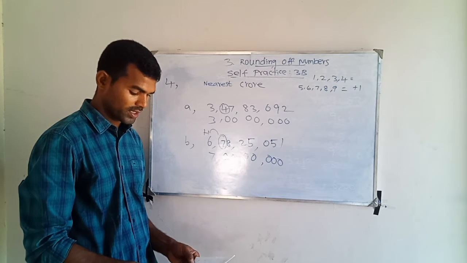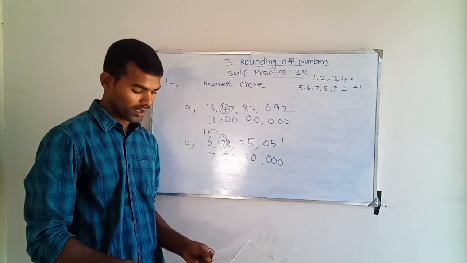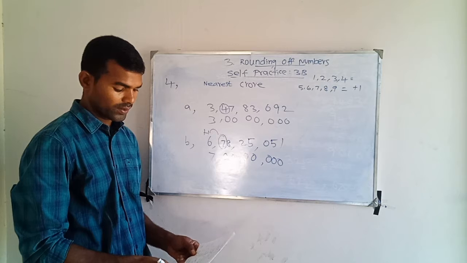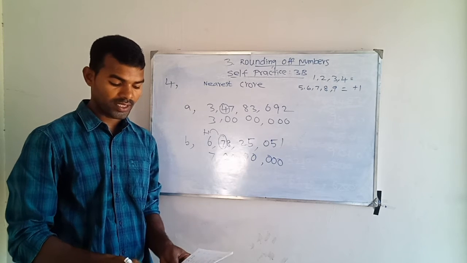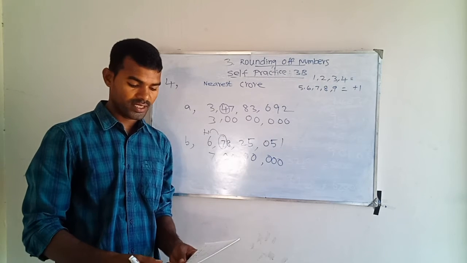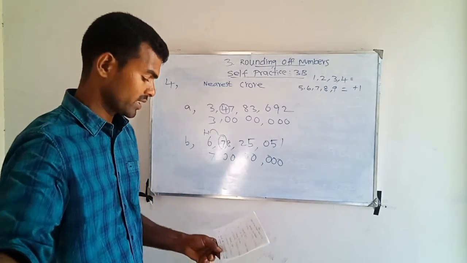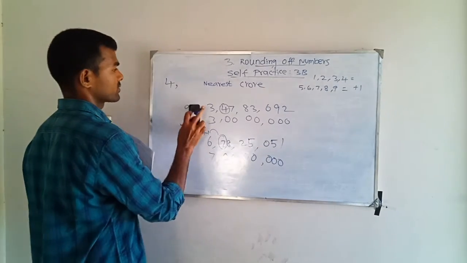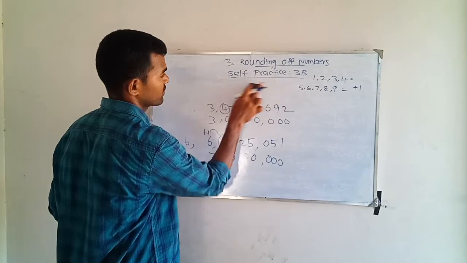Next, our last question, question number 5: round off 73 crore 92 lakh 14,356 to the nearest. They give something here. We will follow that. Question number 5.